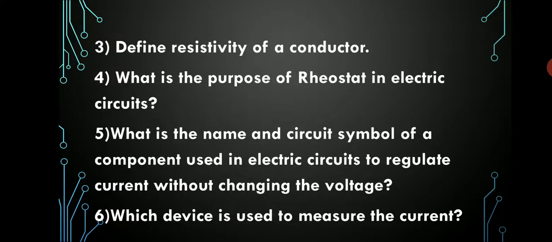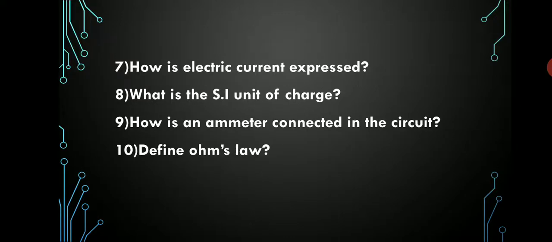The next question is, define resistivity of a conductor. Everything is there in the textbook. Go through the textbook, read the content and then answer the questions. What is the purpose of a rheostat in an electric circuit? And fifth question, what is the name and circuit symbol of a component that is used in an electric circuit to regulate the current without changing the voltage? The sixth one, which device is used to measure the current? Seventh question, how is electric current expressed? Then, what is the SI unit of charge? The last one is, define Ohm's law.